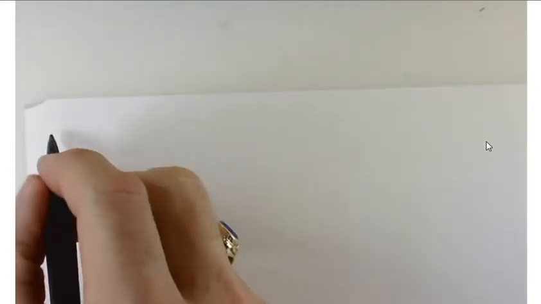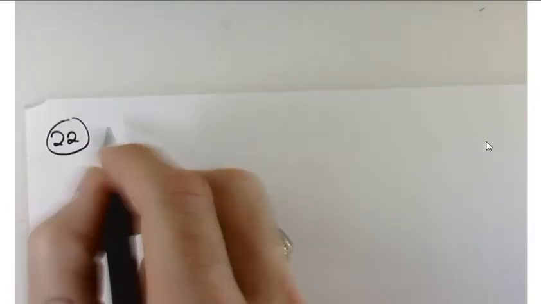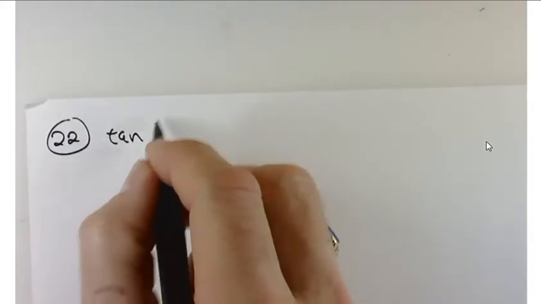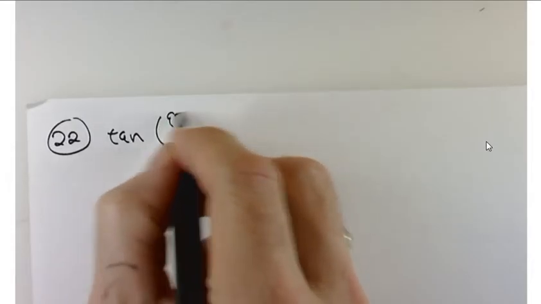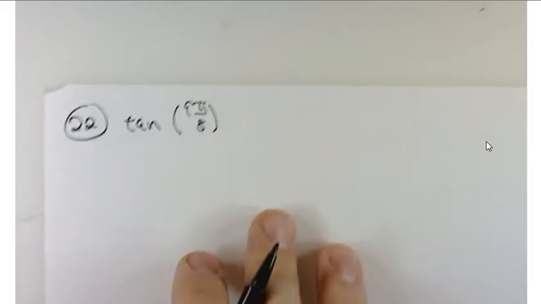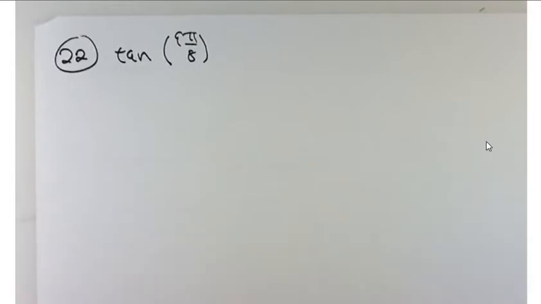Problem number 22. Tangent of 9 pi over 8. Eesh. Ugly looking thing. Yep, hint.